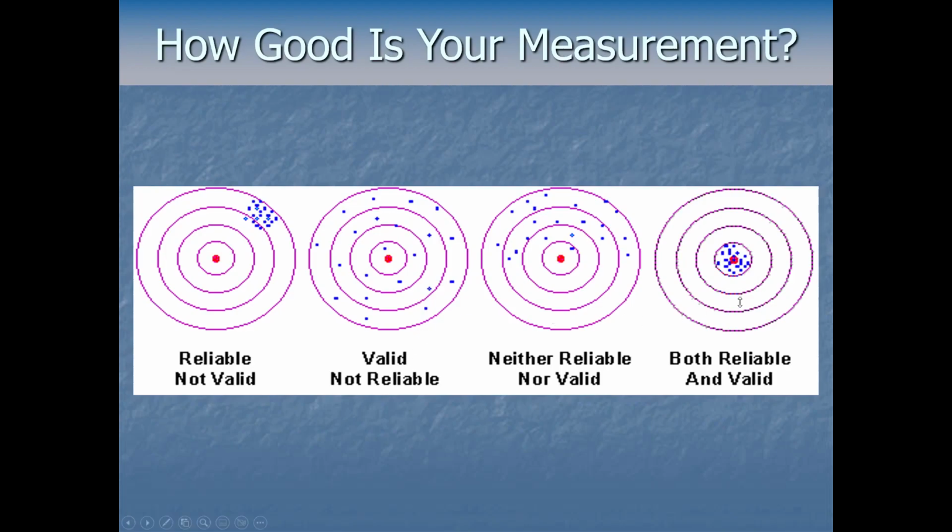Whereas what we want, what we're hoping for, is like the one on the far right here, the last one, a measure that's both reliable and hitting what we wanted to hit, so also valid.